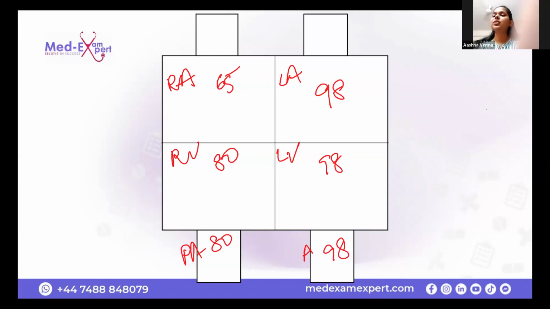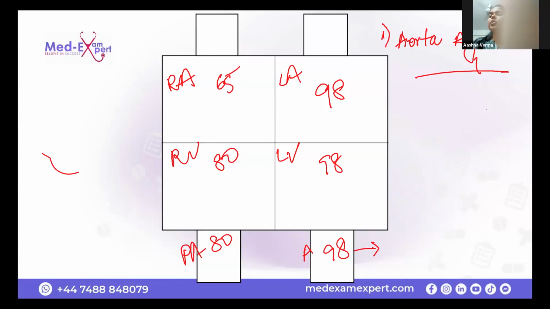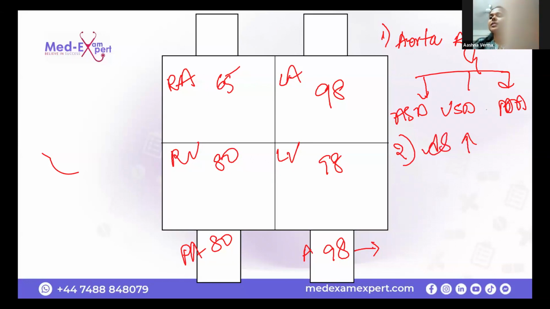So the first thing first, you need to check for saturation in aorta. Okay, so here the saturation is 98%. Now tell me, what do you think? Is it acyanotic condition or cyanotic condition? So this is clearly acyanotic condition. Okay. Now my differentials would be ASD, VSD, and PDA. Okay. Now the second step, to look for abnormal increase or decrease in saturation.